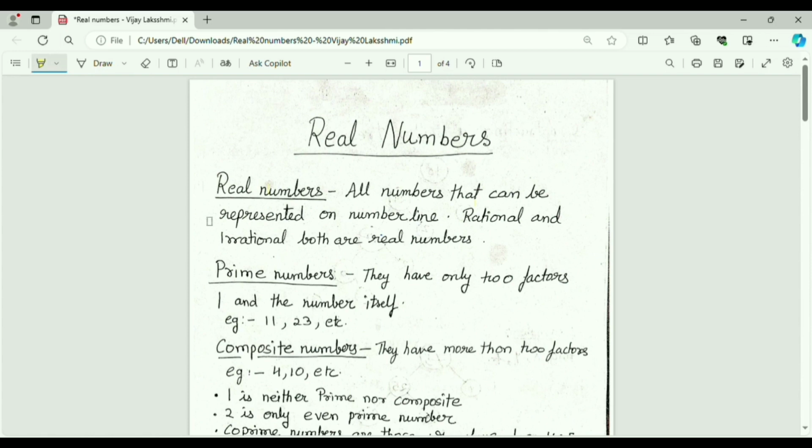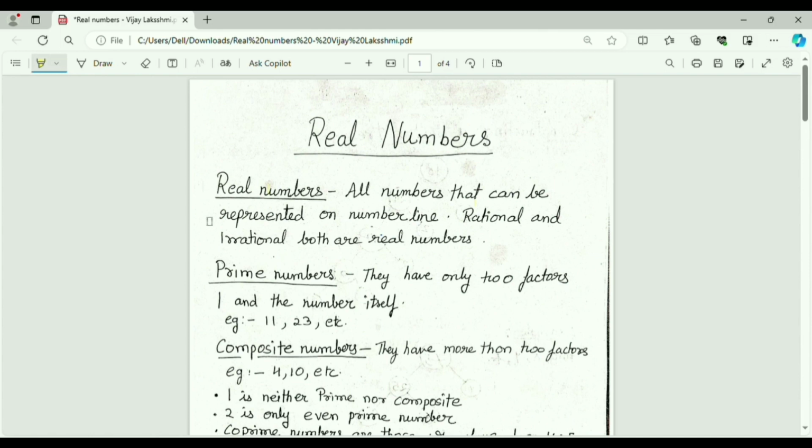Here I will teach class 10 mathematics. Today we will learn about real numbers, chapter 1. So first we will know about real numbers. What are real numbers? Real numbers are all those numbers that can be represented on a number line. Rational, irrational, both are real numbers, because in class 9th we had learned how to represent irrational numbers on number line. And real numbers, we know how to represent them on number line. So both rational and irrational, they are real numbers.